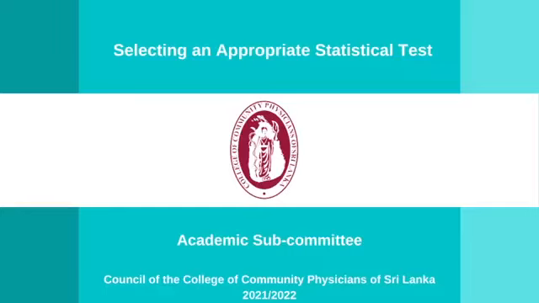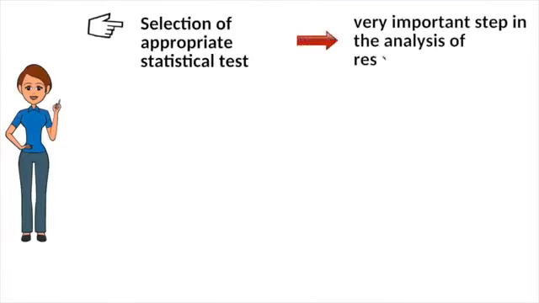This session focuses on selecting an appropriate statistical test. Selection of appropriate statistical test is a very important step in the analysis of research data. There are different specific objectives a researcher wants to achieve in a given study.